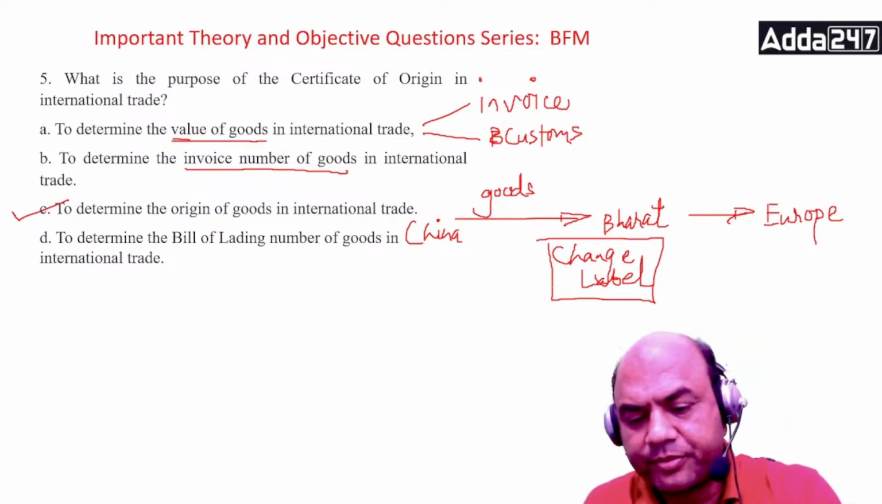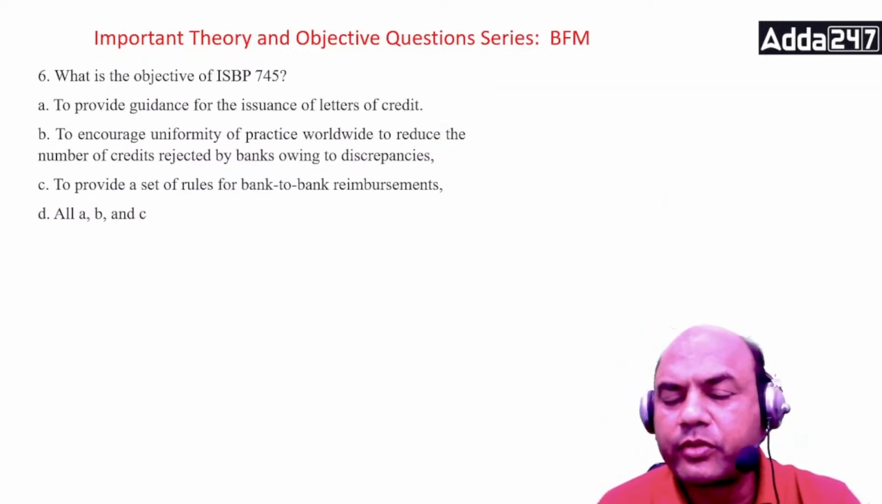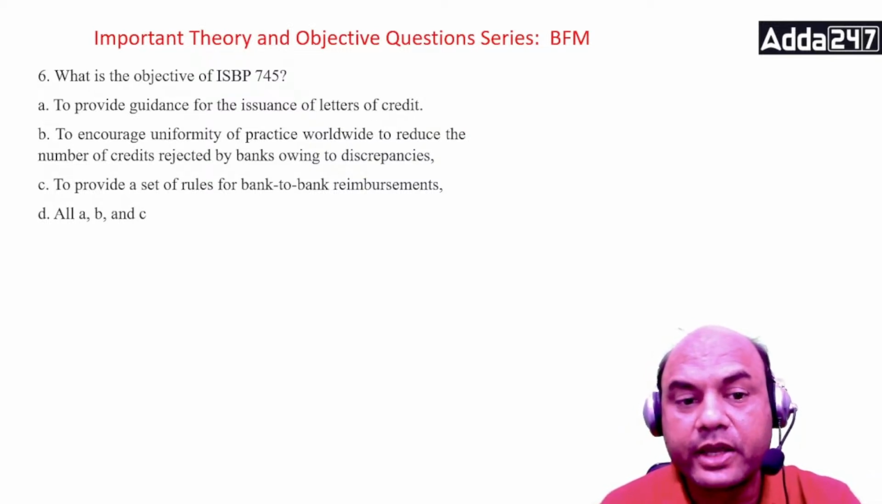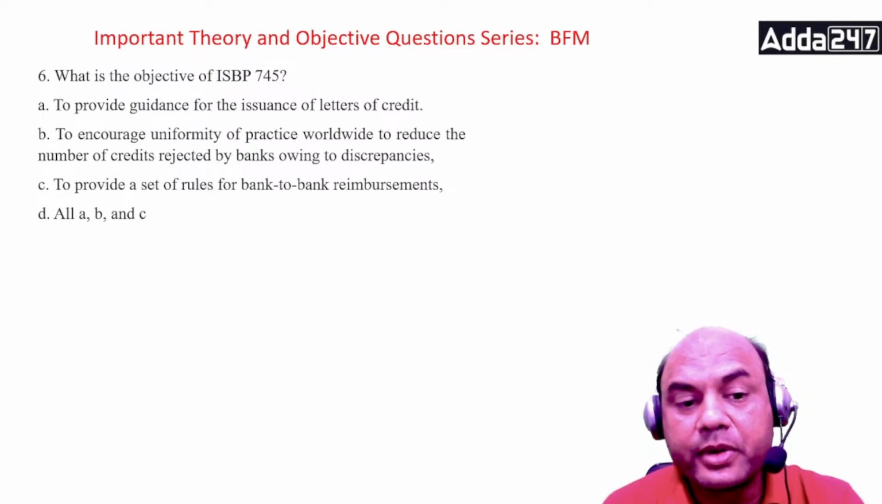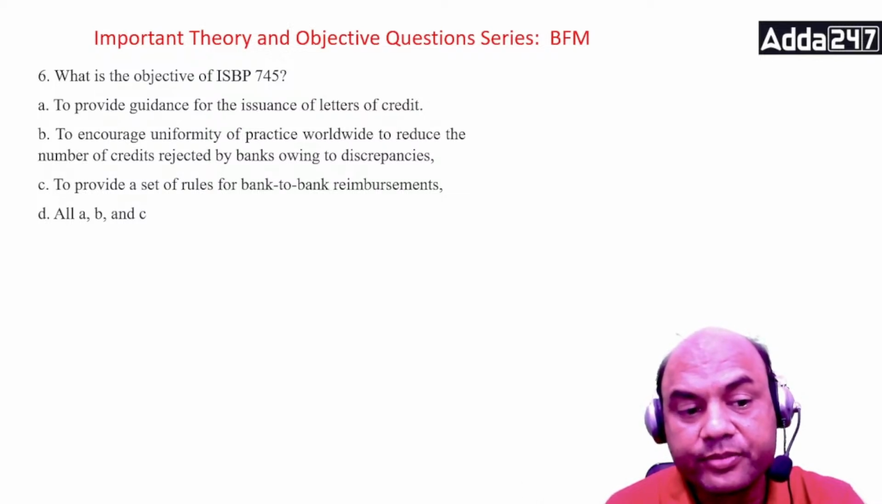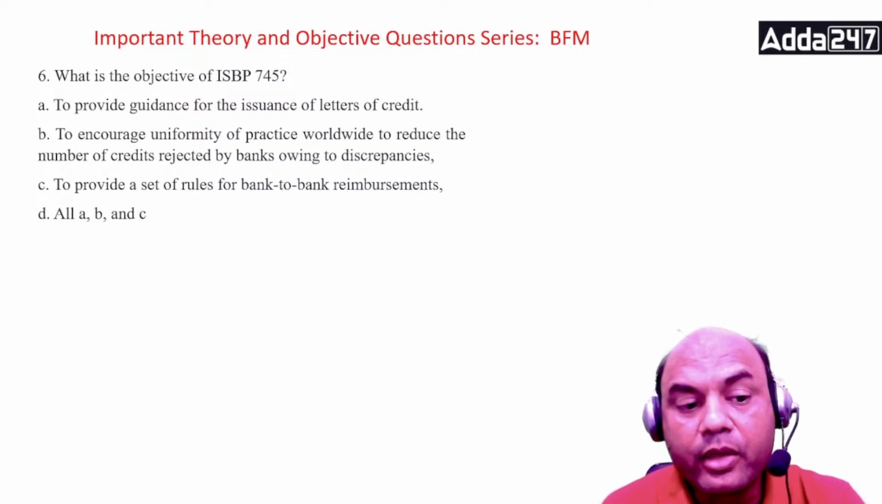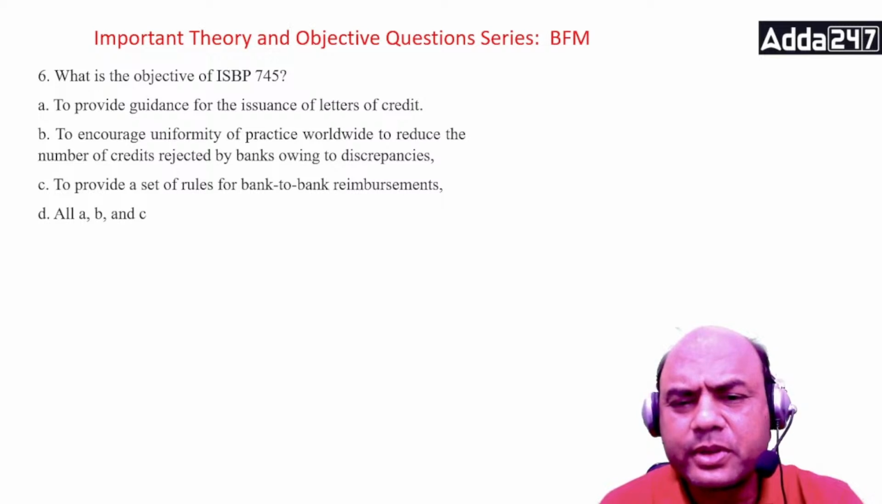Okay, chalo. What is the objective of ISBP 745? Now we are talking completely of module A, international trade. To provide guidance for issuance of LC, to encourage uniformity of practice worldwide, to reduce the number of credits rejected by banks owing to discrepancies, to provide a set of rules for bank-to-bank reimbursement. All of A, B and C. So what do you think should be the answer over here?